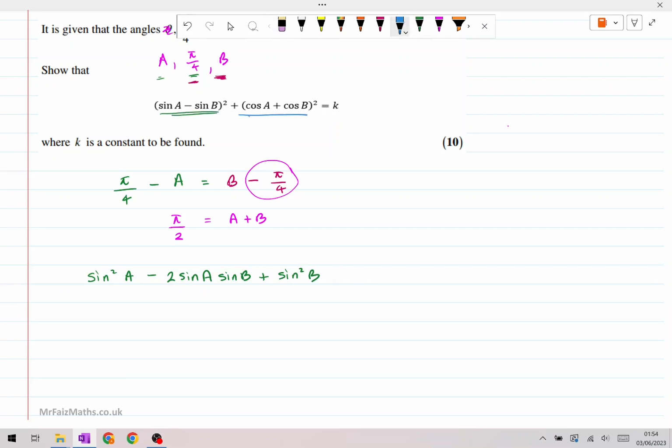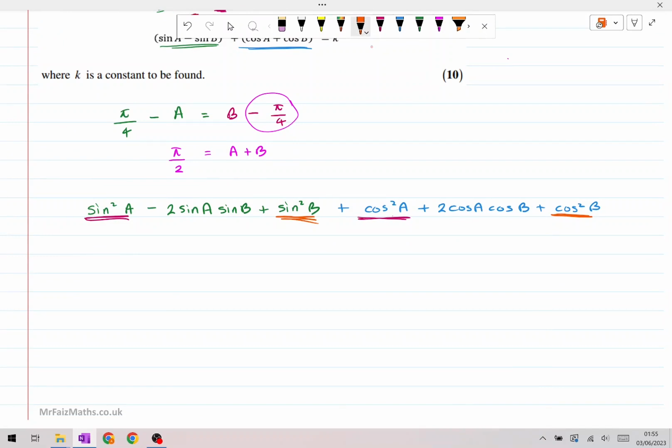We can then expand this in a similar way. If we expand that bracket, we are going to have plus cos squared A plus 2 cos A cos B, and then plus cos squared B. Right, so if we look at this one and see what we could simplify, sine squared A plus cos squared A, these two will add up to give you 1. And then similarly, the sine squared B plus cos squared B, that also adds to give you 1. So these four terms altogether will give us 1 plus 1. So that's equal to 2.